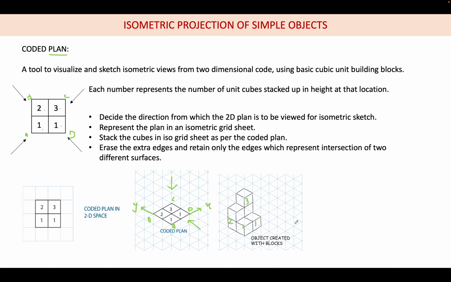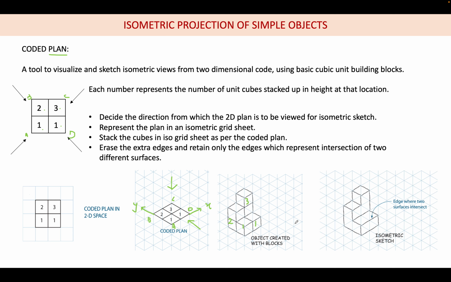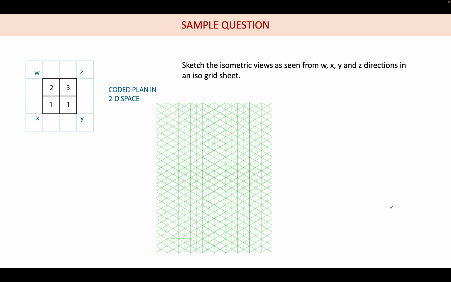After this, after erasing things, for example this edge will be redundant. After removing the redundant edges, I get this isometric. Where 2 surfaces are intersecting, for example this surface and this surface intersect at this edge, that edge alone is retained and the other edges I am removing. So this is the final isometric sketch. Like this we can try some problems.